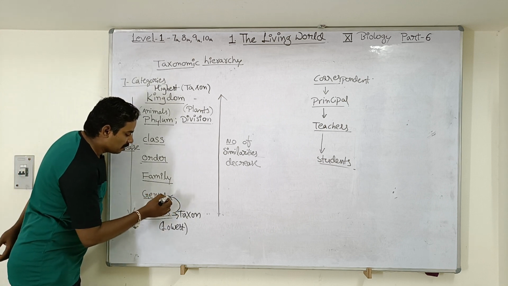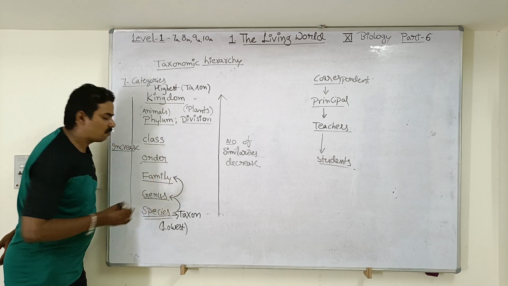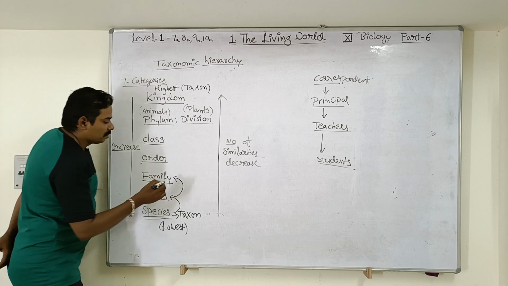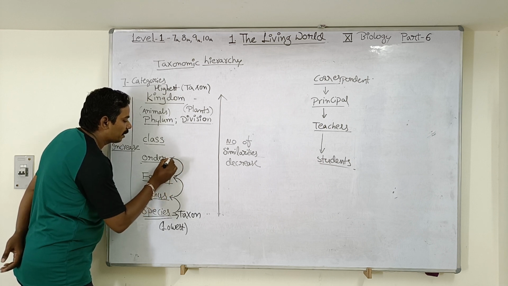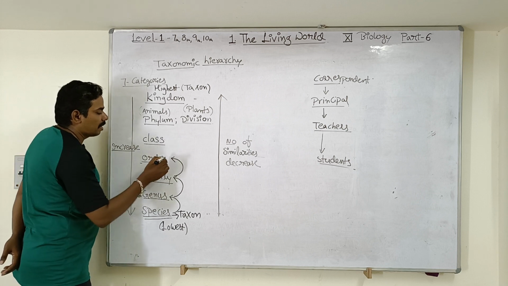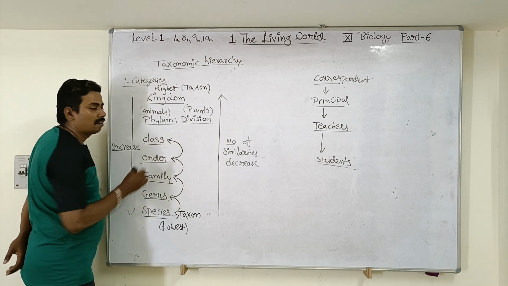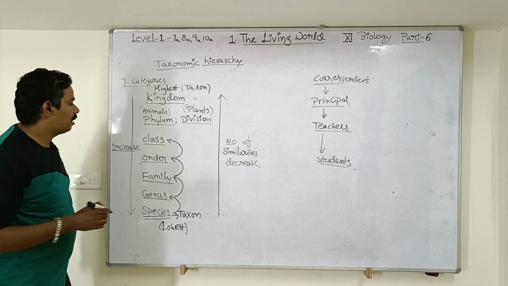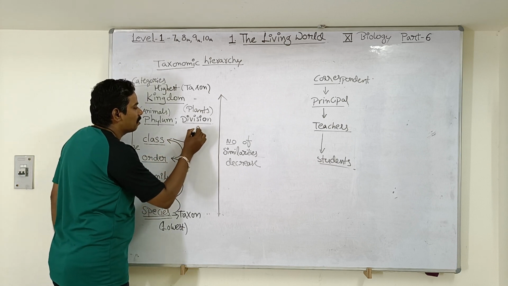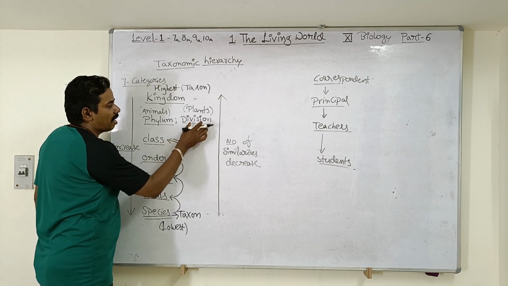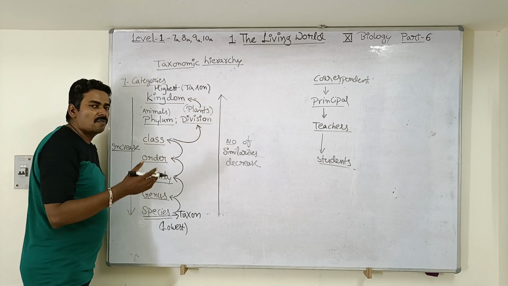Next, several genera having common characters will be included in a category called family. Several families having common characters will be included in a taxon called order. Several orders having common characters will be included in another taxon called class. Several plant classes will be included in a taxon called division. This division is a taxon only meant for plants. Several plant divisions will be included in kingdom, that is obviously plant kingdom.